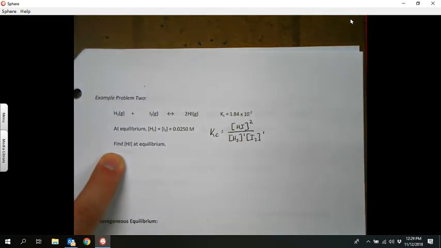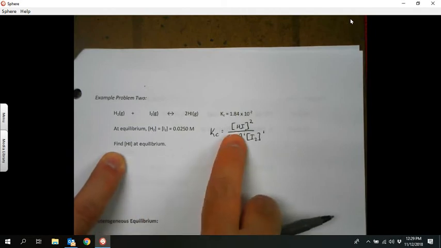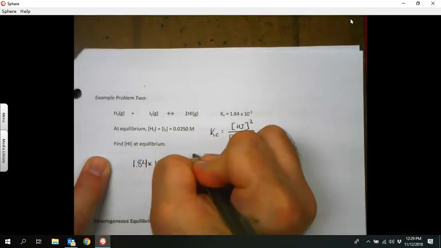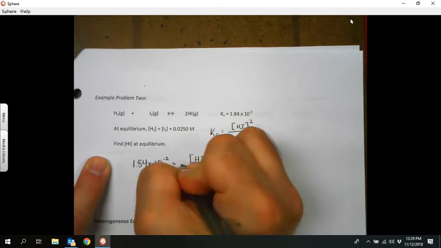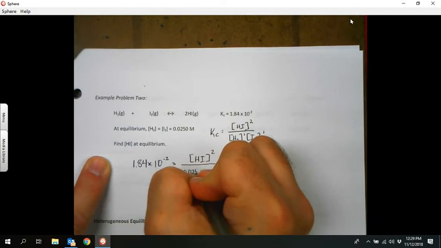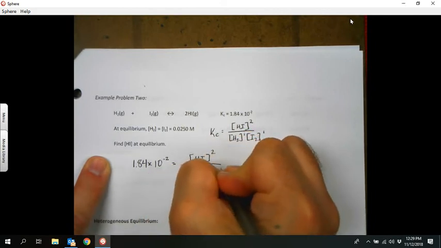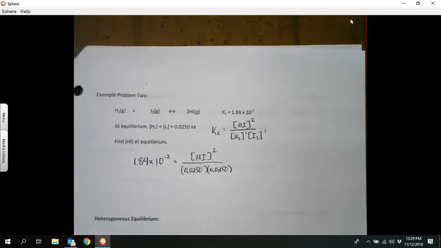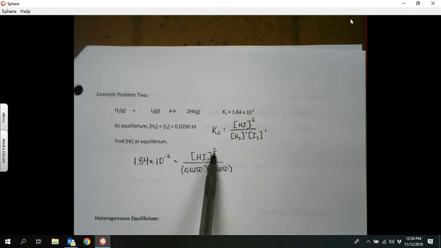So now all we have to do is plug in all of our values. HI is going to be our unknown, but we're given Kc, so 1.84 times 10 to the minus second is equal to the concentration of HI squared over 0.0250 times 0.0250. There's an easy way and a hard way to solve this. So let's look at this. This is a squared factor up here. This is squared down here. We could take the square root of both sides of this and get rid of this squared factor.